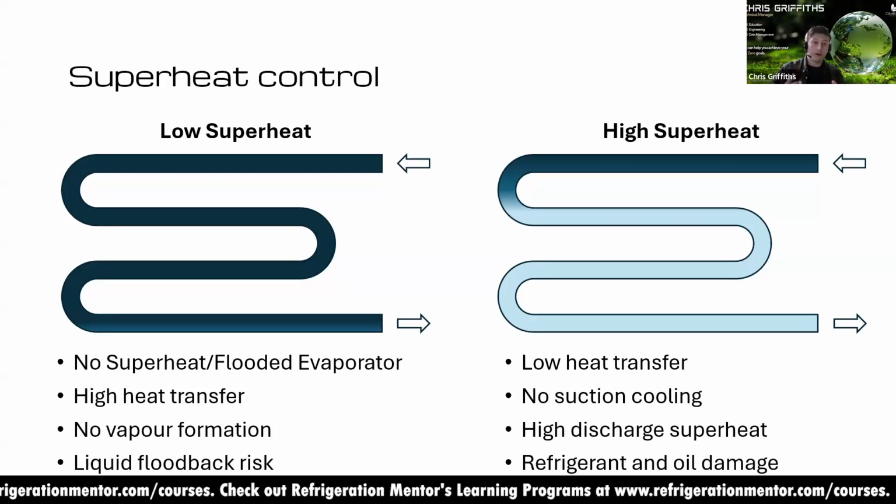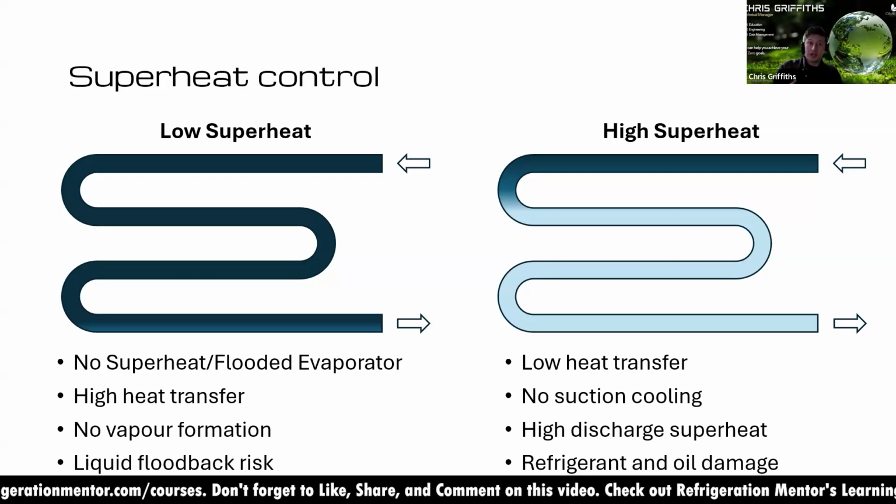Whereas on the other side, we have high superheat, where that refrigerant is boiling off almost immediately as it goes into the coil. You may be only using 50% of its usable actual surface area. So we get very low heat transfer. Where this refrigerant gets warmer and warmer because it's already boiled off, we have very little or no suction cooling back to our compressors.